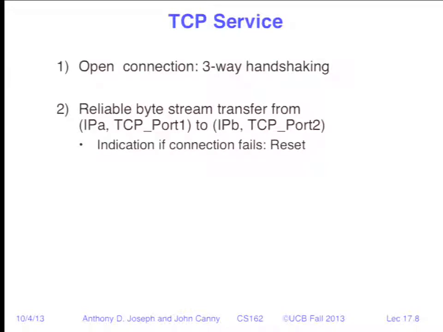Bytes go from one tuple to another tuple. The tuple is the local IP address and local port to the remote IP address and the remote port. Now, I did say it provides this guarantee of reliable, in order, at most once delivery. But the real world is not perfect, and connections can fail. Right? So if I'm talking to the access point in this room and the power goes out, what are the odds of that happening? Then there's no way my packets are going to get through.